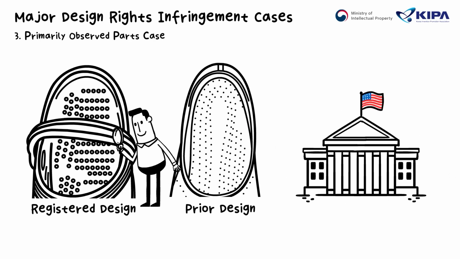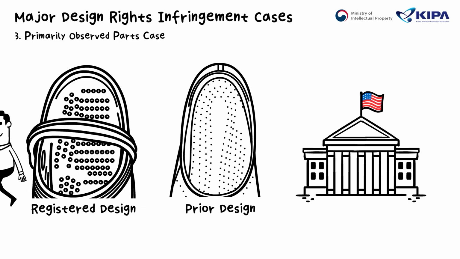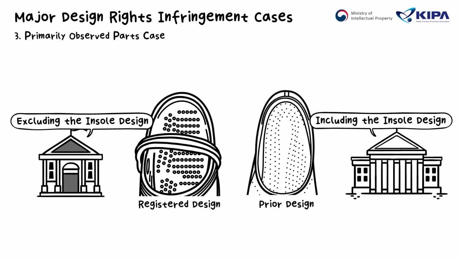According to the ordinary observer test, the similarity of designs must be judged by comparing the design as a whole, including the insole design. The appellate court held that the district court erred in excluding the insole portion from its comparison on the grounds that it was covered by the user's foot. The court emphasized that the insole is a part that can be seen by an observer during ordinary use, for instance, when the shoes are placed on a shelf or in a shoe cabinet, or when worn in activities such as swimming. Therefore, from the standpoint of an ordinary observer, the insole portion must also be included when comparing the two designs as a whole.